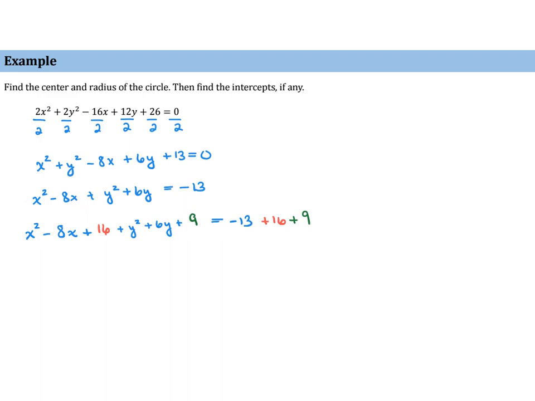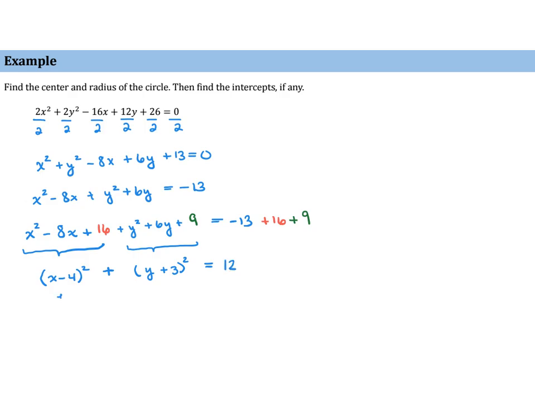And so now we have a trinomial square for the x's. This will be (x minus 4) quantity squared. And then y squared plus 6y plus 9. This will be (y plus 3) quantity squared. And notice these two are added. And then on the right hand side, negative 13 plus 16 plus 9 equals 12.